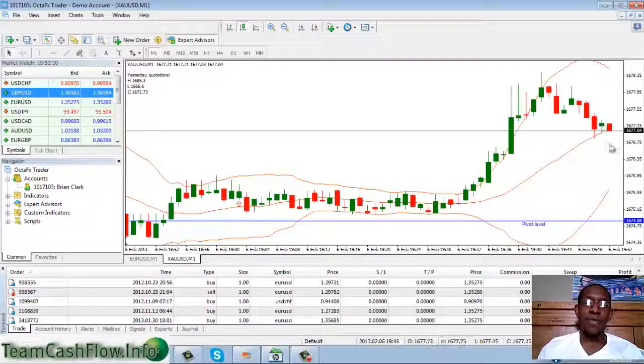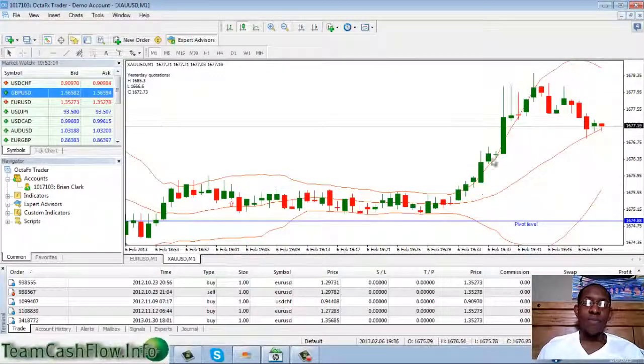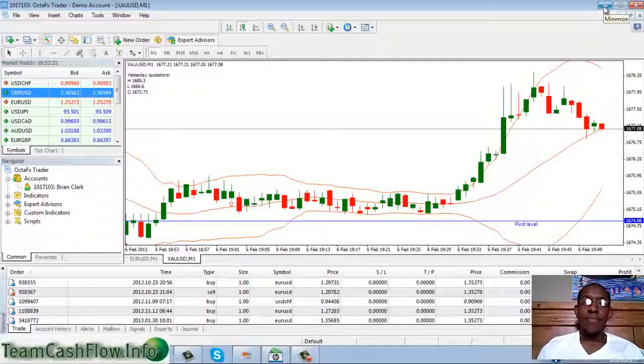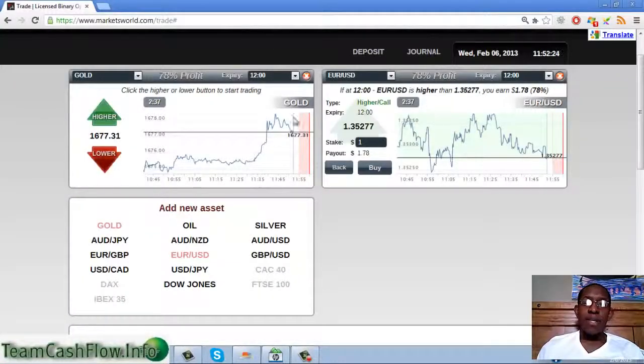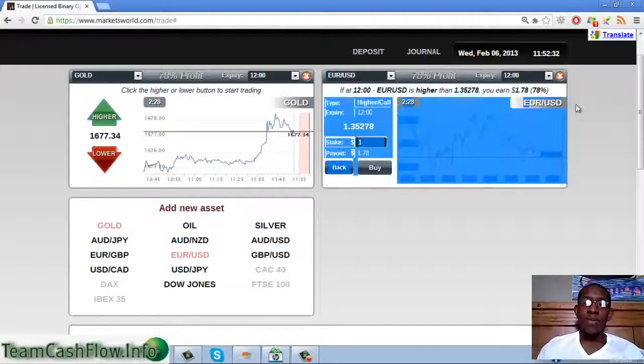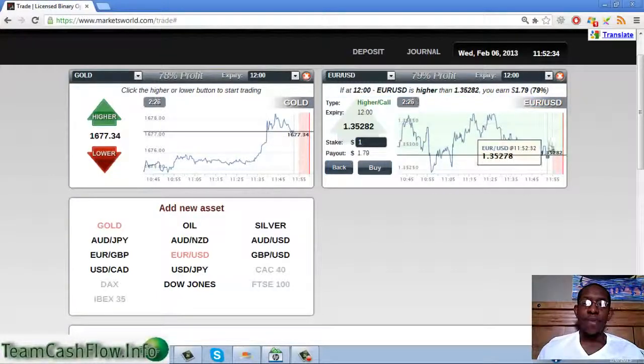Supply and demand factors move the market, when there's more buyers than sellers. That's just a quick note there. And definitely looking to trade more gold and understand how the gold market works, and the Euro USD, these two currency pairs.